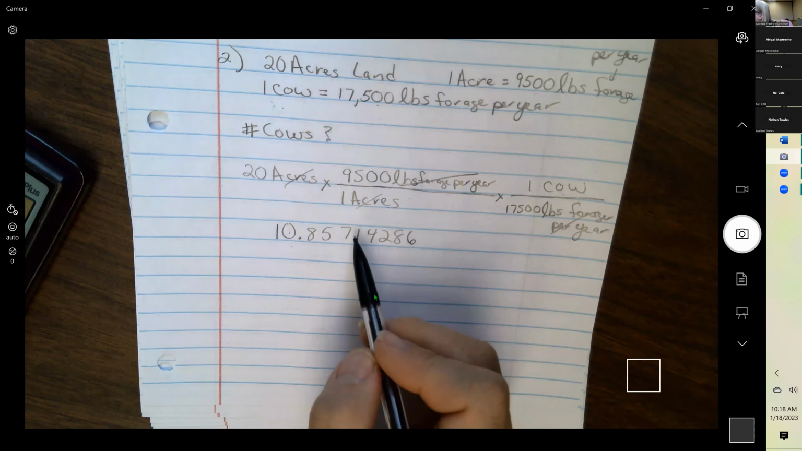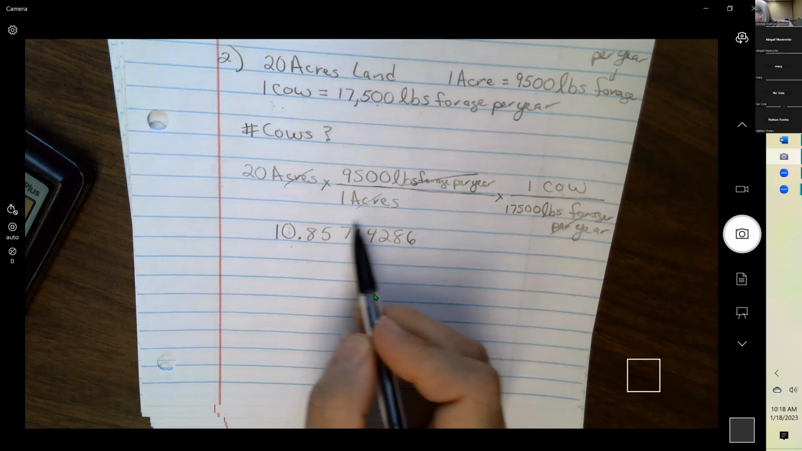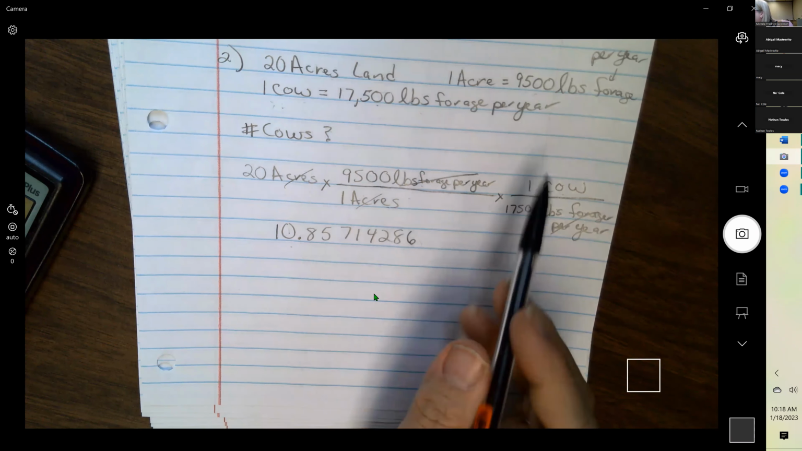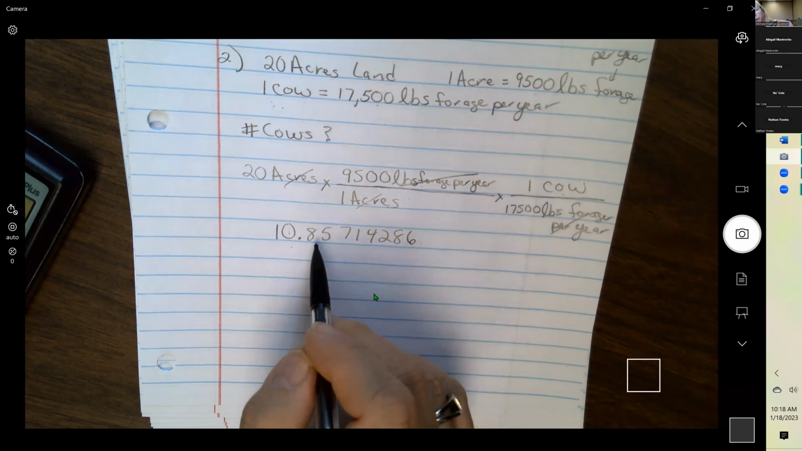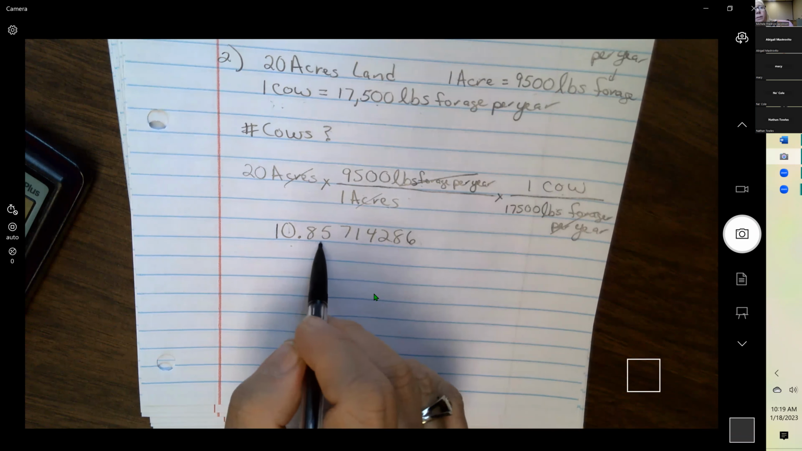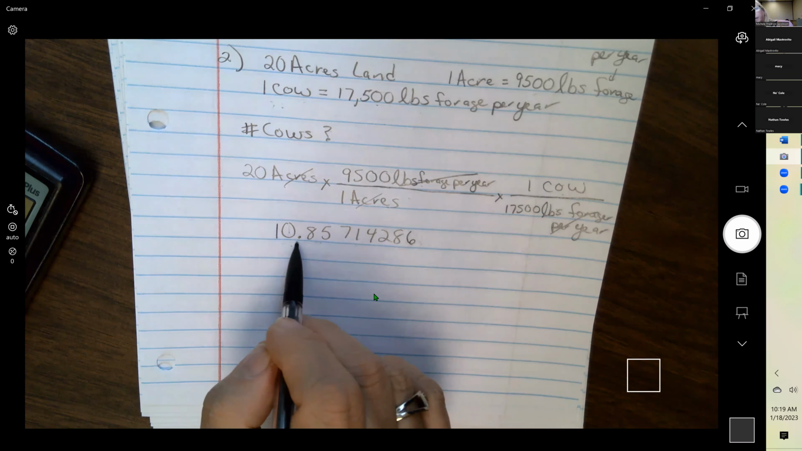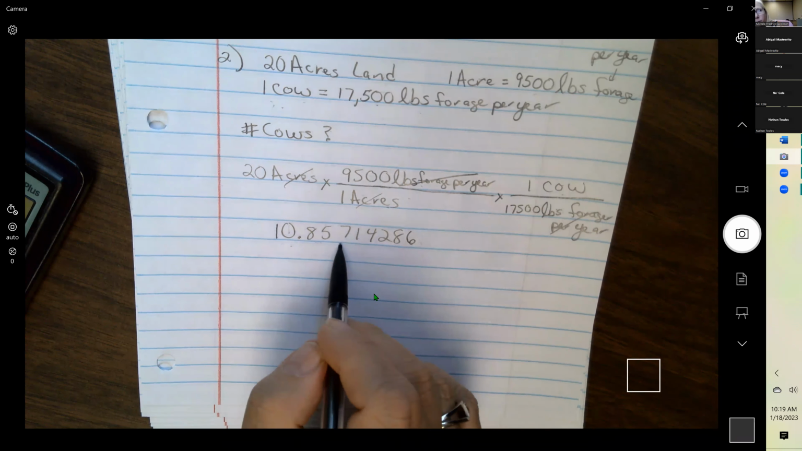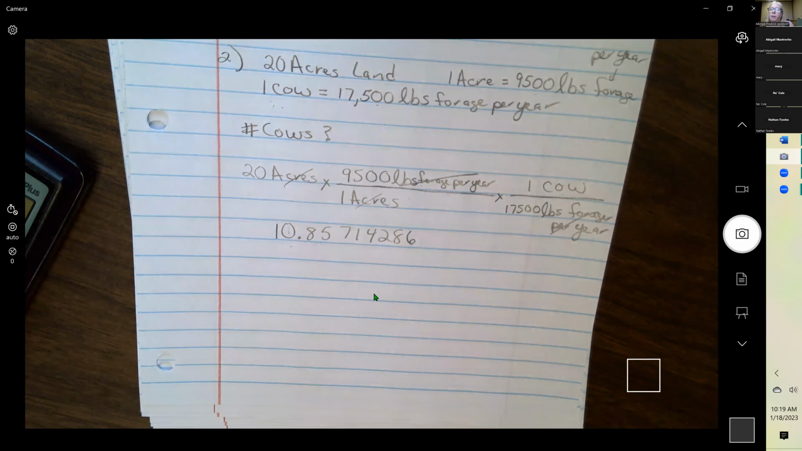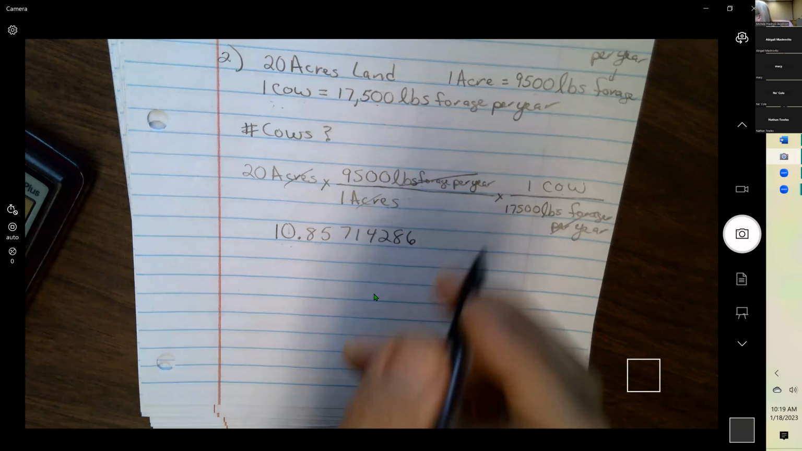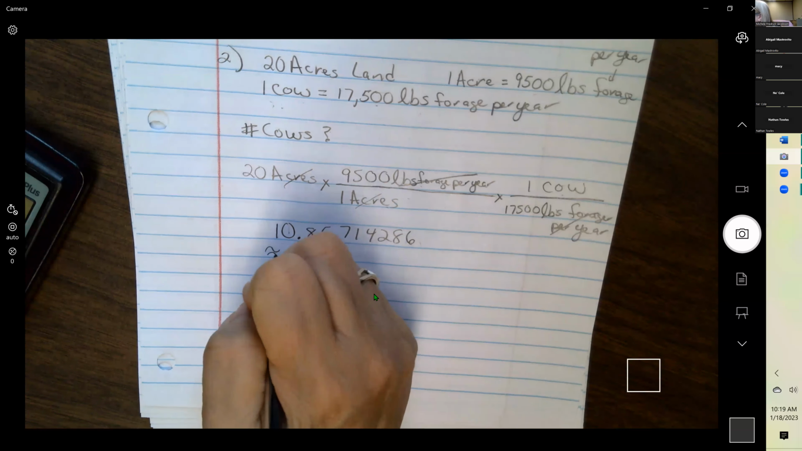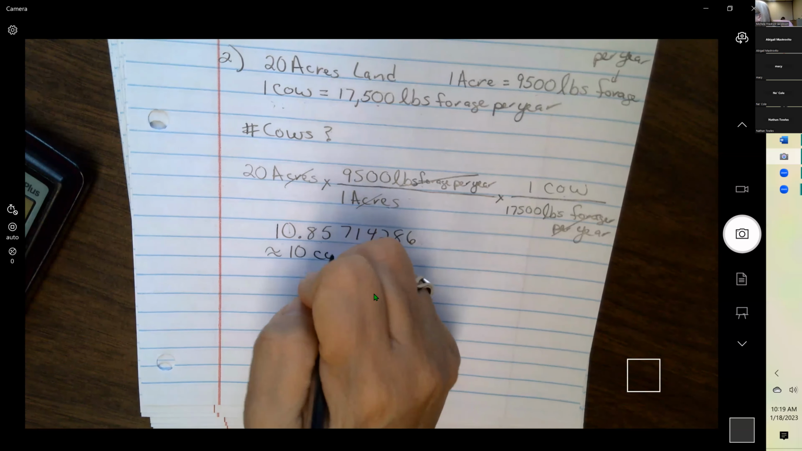But would we have enough grass and forage to feed this entire cow? We can do 10, almost 11 cows, but we can't round that one up because we don't have enough to feed the whole cow. We will run out. And that's why when we would round this one, it would be 10 cows.